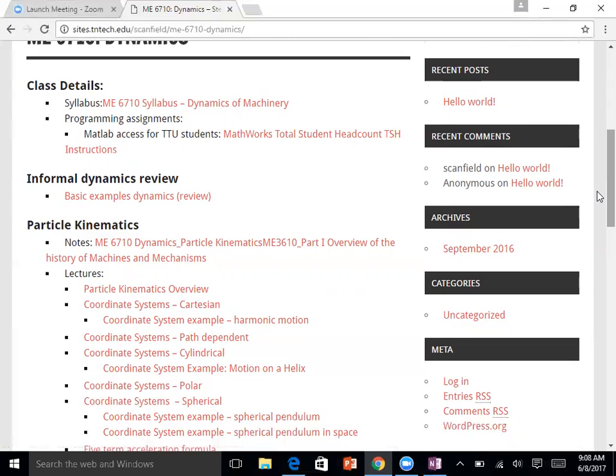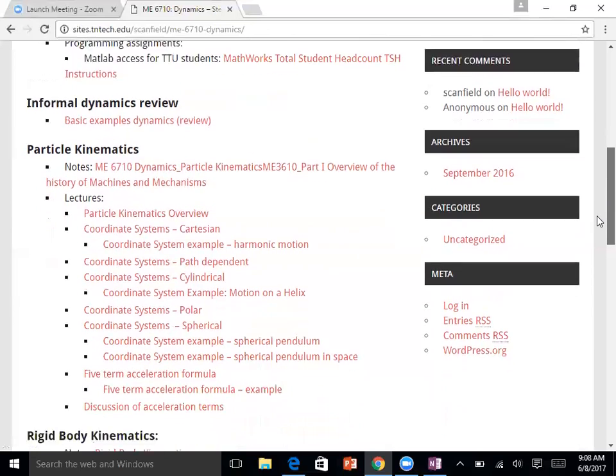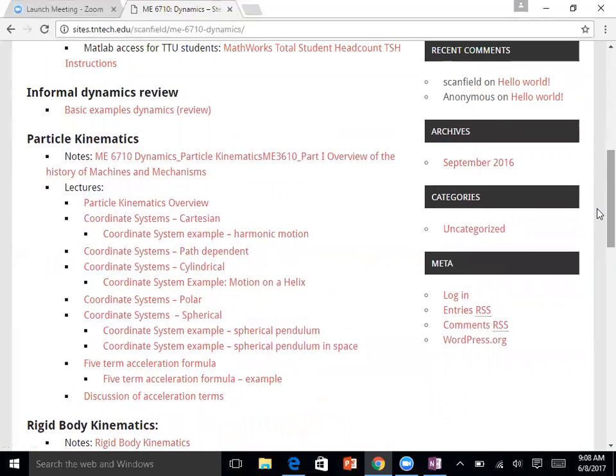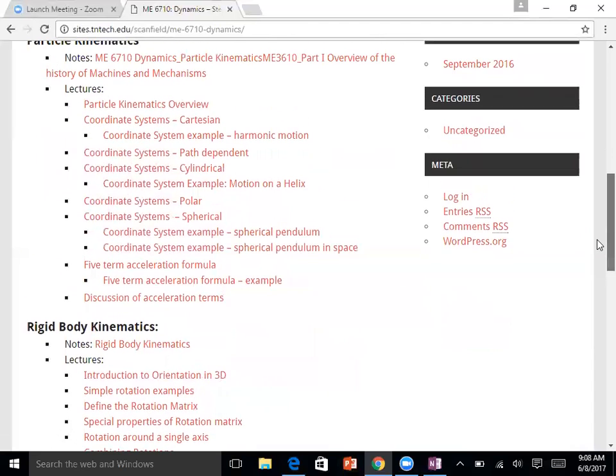I need to make sure we stay organized, but I've tried to list it. Today we're going to do an informal dynamics review, and I posted the examples that we're going to work. They're actually worked out there. We're going to work them out together. They're posted there. The next topic is particle kinematics.